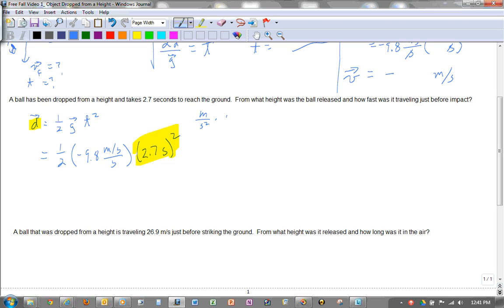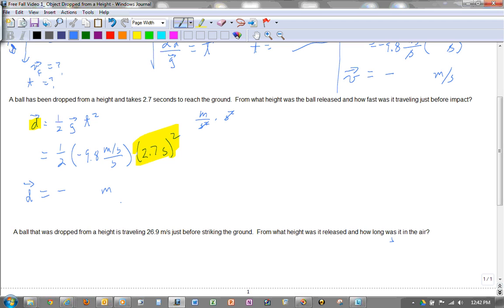And then I would have seconds squared, so that cancels out and leaves me meters. So you put that in your calculator. One of the main things students will mess up when they're doing these problems is they'll forget to square the time. So don't forget to do that when you use your calculator. And that will give you a certain number of meters, and it will be a negative number because of the negative acceleration due to gravity, and that would be your displacement.